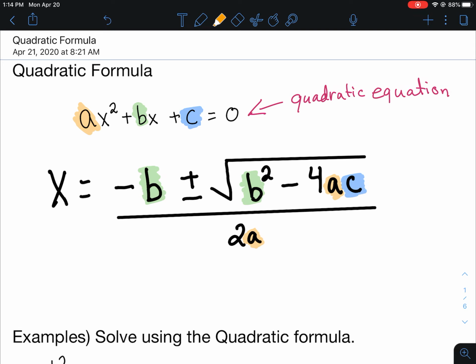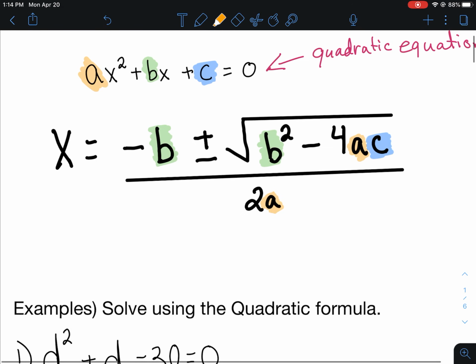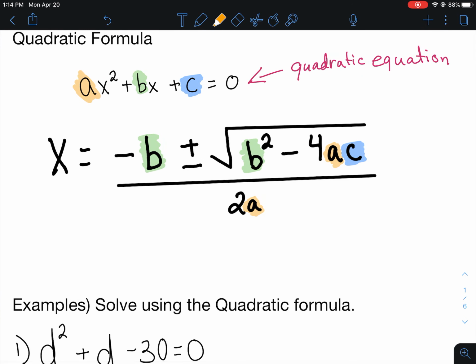So sometimes when you do all that, there are no perfect squares and there are no factors that add up to b. They're like 1.5 or 1.279. So no one's going to be able to compute that. So what we have to use is our quadratic formula.